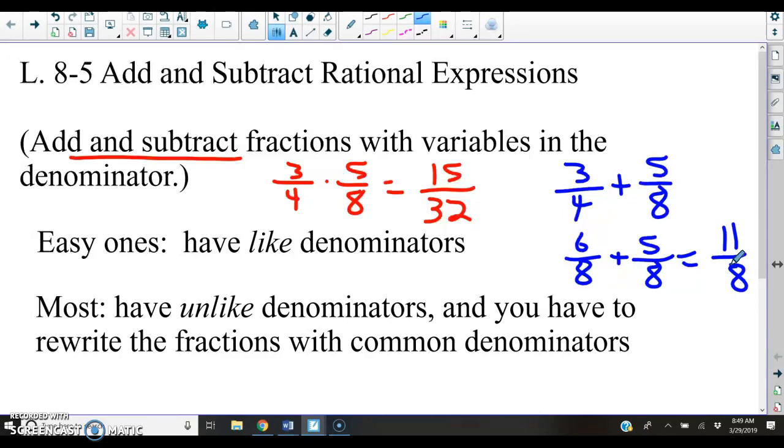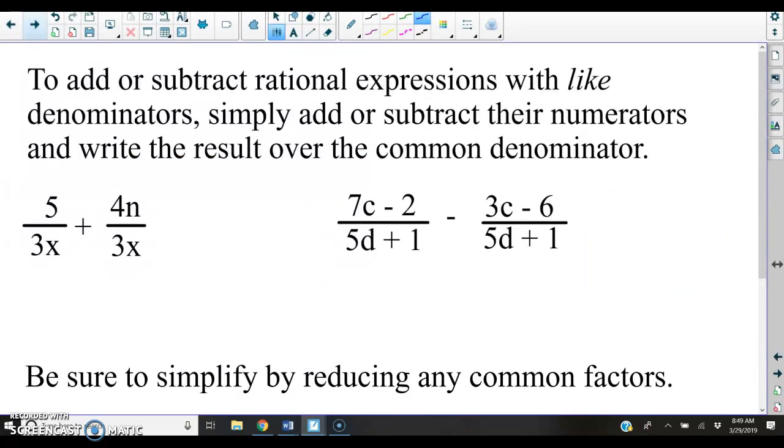So we're going to be adding. The easy ones have your like denominators. Oh, and subtracted, by the way. But most have unlike denominators. And you have to rewrite those rational expressions, those fractions, with common denominators. Okay? Remember, when you're adding, once you have common denominators, you add the numerators.